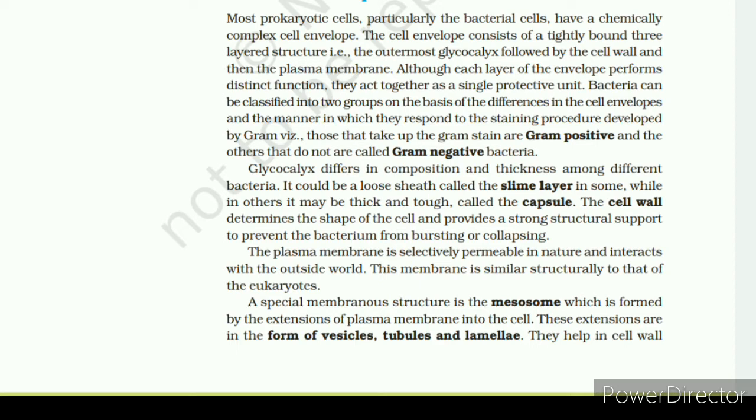Inclusion bodies. Reserve material in prokaryotic cells is stored in the cytoplasm in the form of inclusion bodies. These are not bound by any membrane system and lie free in the cytoplasm. Eukaryotic cells: the eukaryotes include all the protists, plants, animals, and fungi.